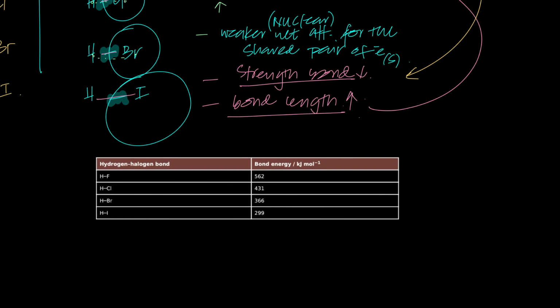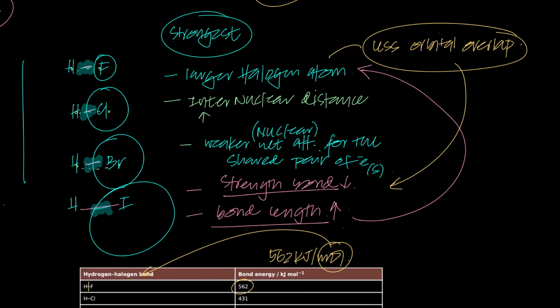So my question to you guys is, if I break the HF bond, it requires a lot of energy, 562 kilojoules per mole. You have to provide this much energy to break every 1 mole of HF bond. And you see the bond energies are decreasing. So you tell the examiner, hey, I know that down the group the strength of the bond decreases.